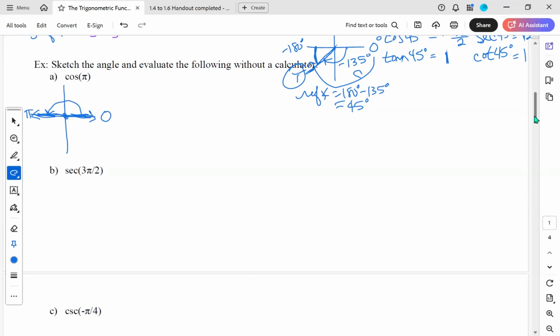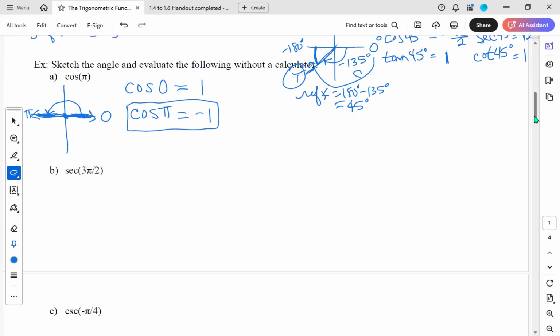Now, I want to find the cosine of pi. Well, like I said, I like to use my hand because I don't want to memorize that whole entire unit circle. That's just a lot of information. And so here, I know that the cosine of 0 is equal to 1, because pi is the opposite direction of 0. 0 goes to the right, pi goes to the left. Because it's the opposite direction of 0, then that means that it's going to be -1. So that's how I figured out the cosine of pi.